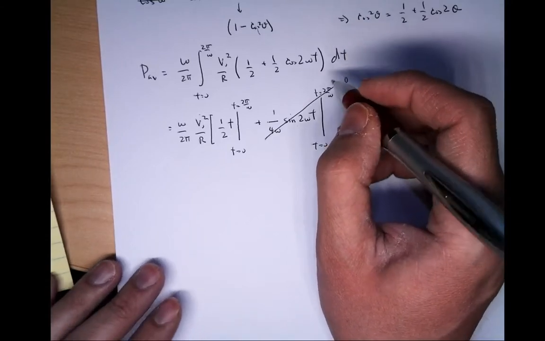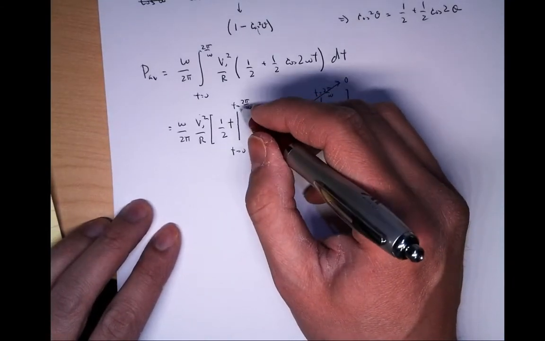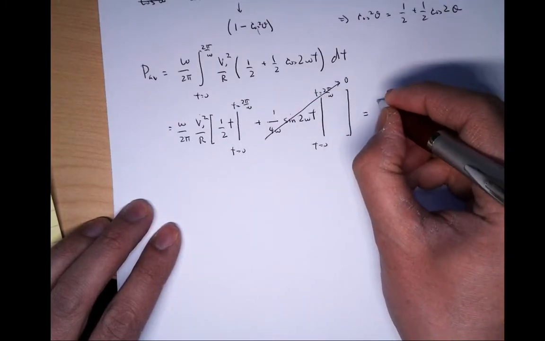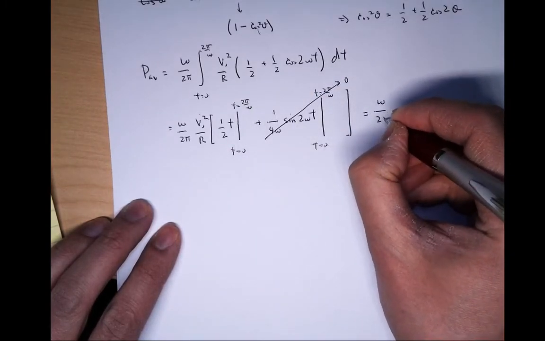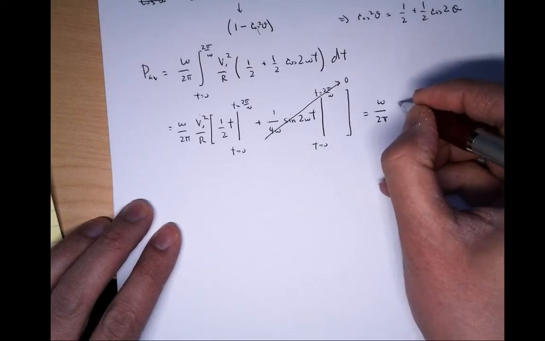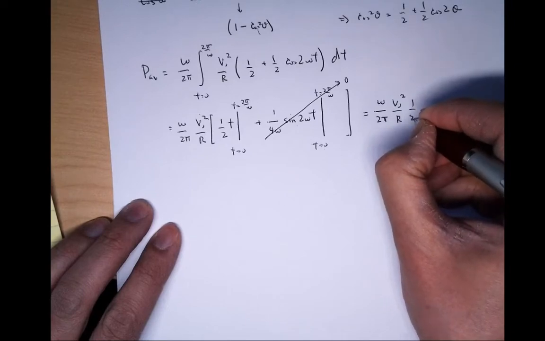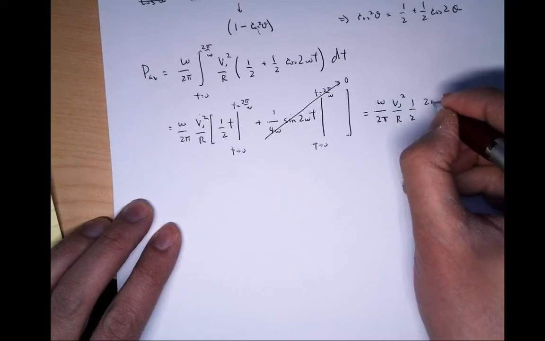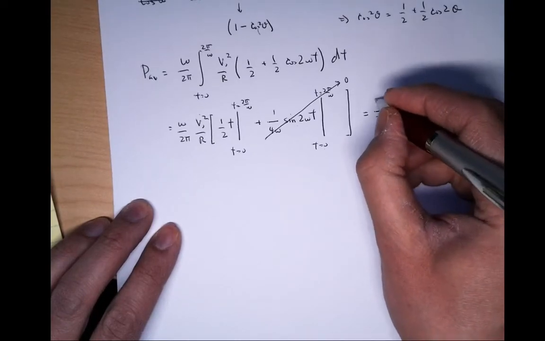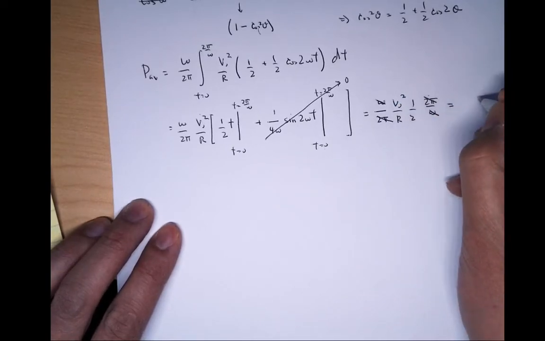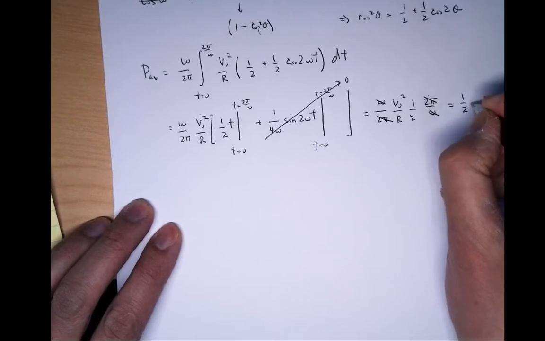Now, the next one we're going to look at is this one. This one is actually pretty simple. It's just t, so this would just be 2 pi over omega. So that's basically omega over 2 pi V0 squared over R. I'll leave the 1/2 here. And this is a 2 pi over omega. And so that cancels, that cancels, and then we're left with something very simple, 1/2 V0 squared over R.